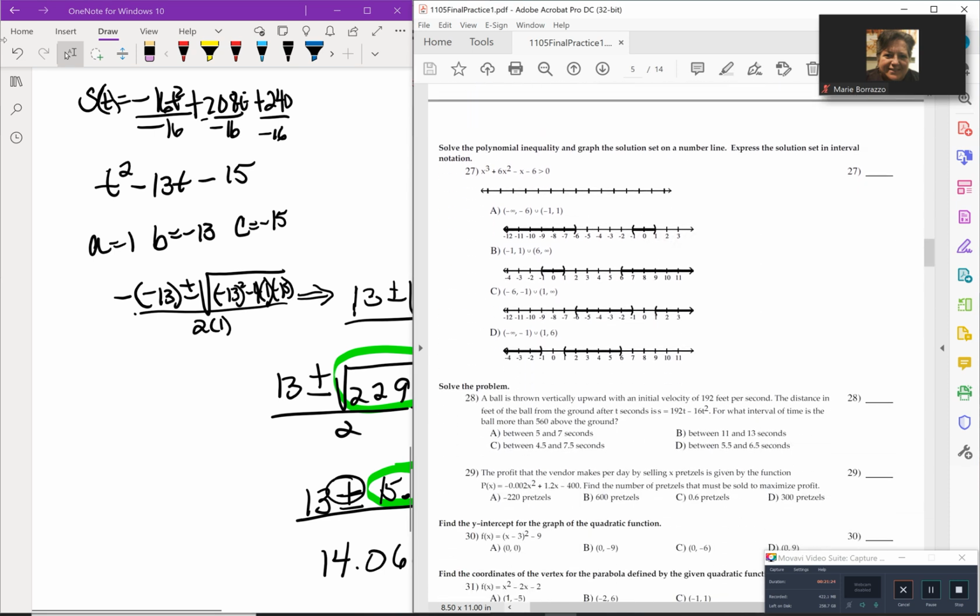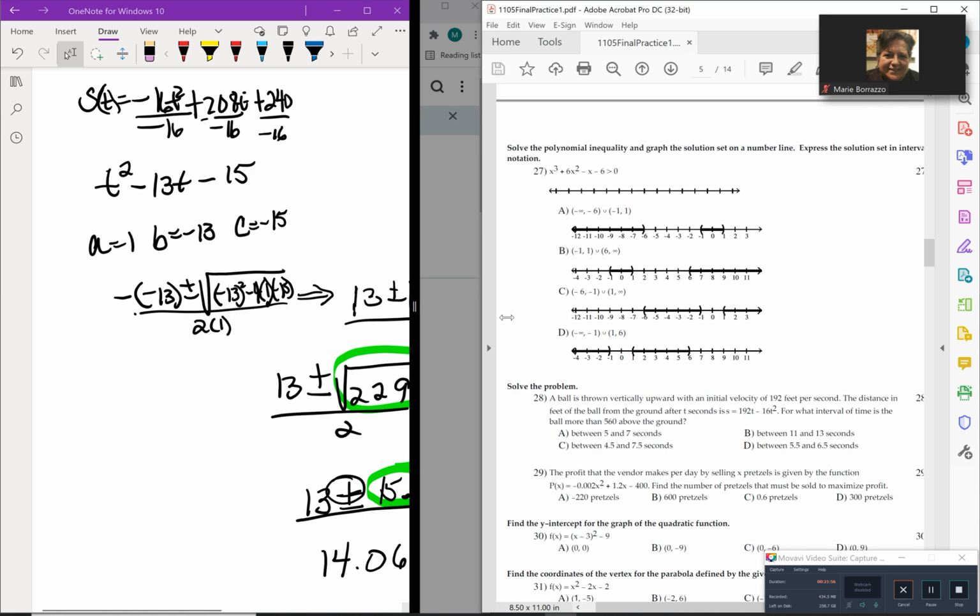All right, here's number 27. For number 27, we can actually just use the question. In terms of the gist of the question, they want you to solve the inequality, and in essence, solve for the parameters for the domain. So in this case, I'm looking at testing intervals. That's what I'm thinking for this one.